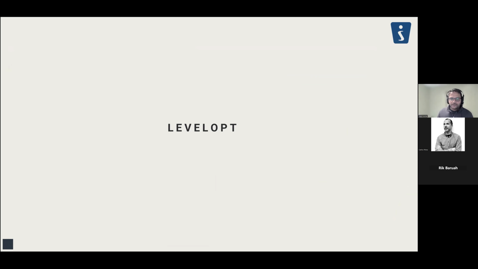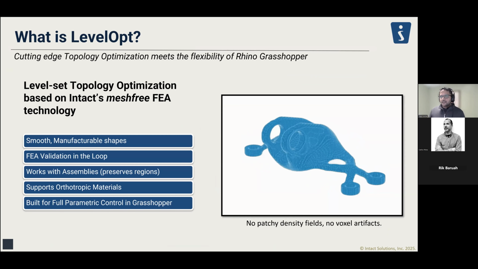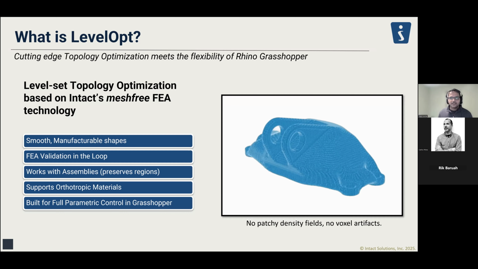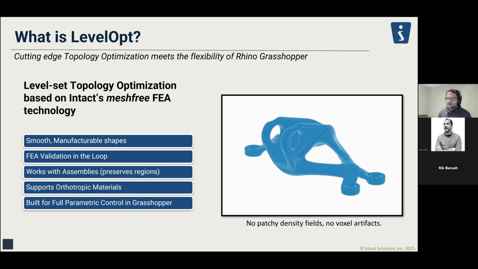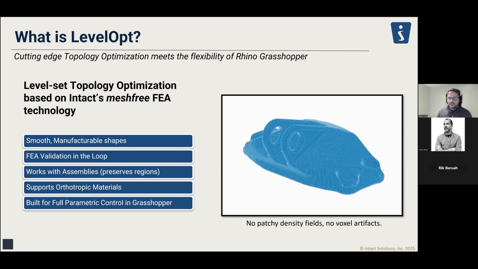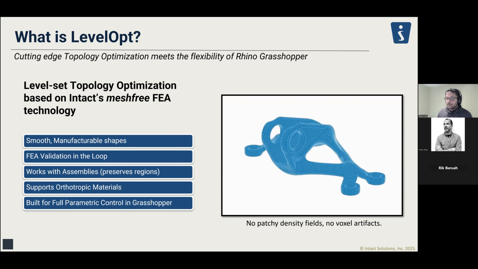But that brings me to LevelOpt, which is basically taking all that power we have behind Intact.Simulation and using that in the core for a new topology optimization based on level sets, and we'll see more on that. So what is LevelOpt? It is a level set based topology optimization, which has, as I said, Intact's mesh-free FEA technology in the backend, which makes it really powerful. As you can see in the image here, it gives you very smooth manufacturable shapes. Unlike traditional topology optimization like the SIMP method, density-based methods, there are no patchy, small, weird features, no voxel artifacts, very clean design, ready to be used right after optimization.